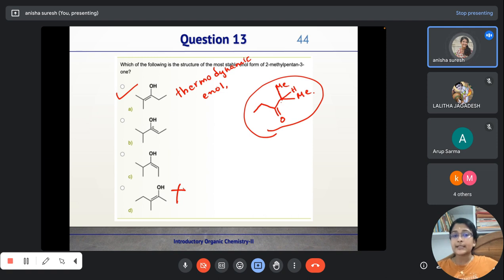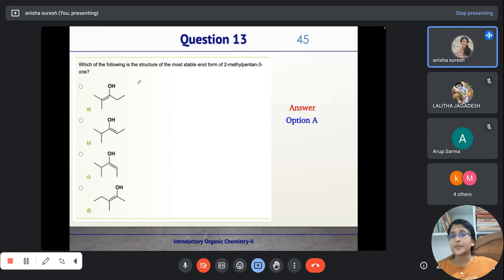Here we can see this is substituted at 3 positions only. This is also substituted at 3 positions only. These are hydrogens. So because of that, these can be ruled out. This is the right option because this is a thermodynamic enol. So option A is the right option. Any doubts?